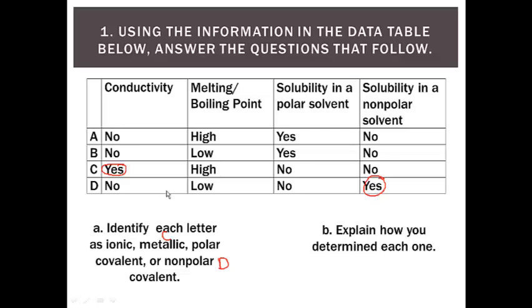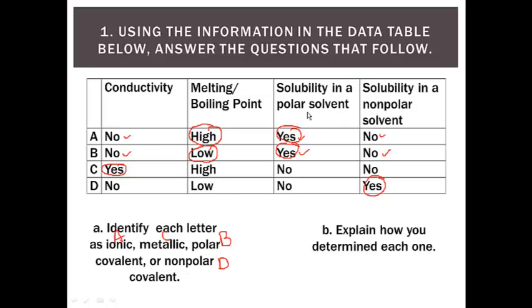So if we look at A and B, we see that they're pretty much the same. They do not conduct, they dissolve in polar solvent, and they do not dissolve in nonpolar solvent. So that's all pretty much the same. The difference here comes in the melting point. So for A, we have a high melting point, whereas for B, we have a low melting point. So if you see high, and we see yes, that it dissolves in a polar solvent, that tells me that that is going to be ionic. If we see low and yes, that tells me right away that it will be polar covalent. So these are the key indicators you should look for to answer this question.